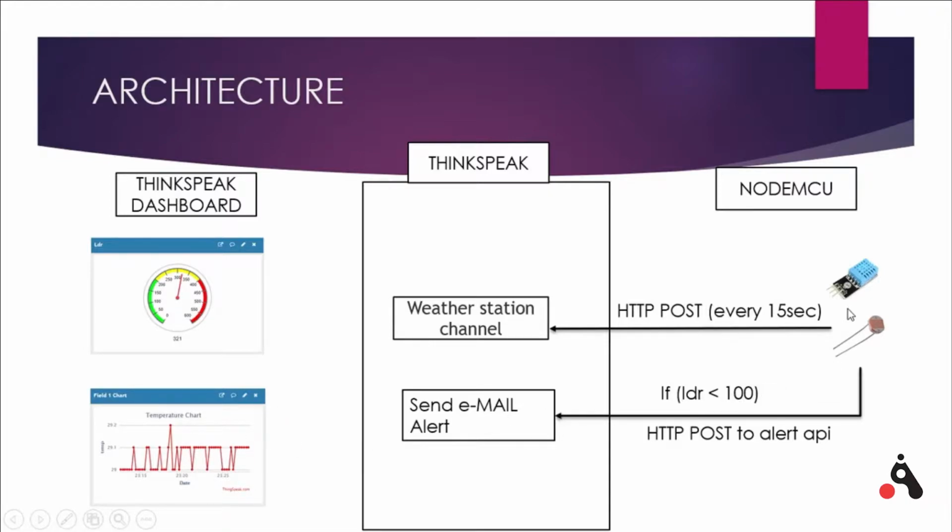And talking about the alert API, we have given the condition in the sketch, our Arduino code, that if the LDR data coming is less than 100, then we can easily make a POST request to the alert API, which is provided by ThingSpeak. And as soon as we make this request, an email will be sent from ThingSpeak to the email ID of the account which is linked to our ThingSpeak account.